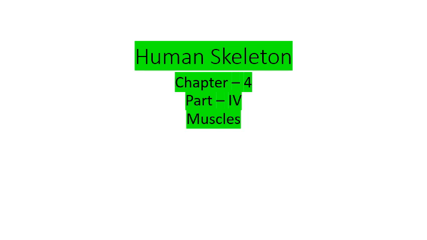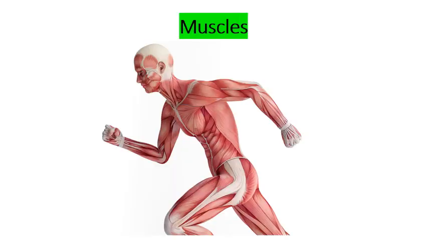Human Skeletal, Chapter 4. Today our topic is muscles. Muscle is a soft tissue found in most animals and human beings. Muscle cells contain protein filaments of actin and myosin that slide past one another, producing a contraction that changes both the length and the shape of the cell.